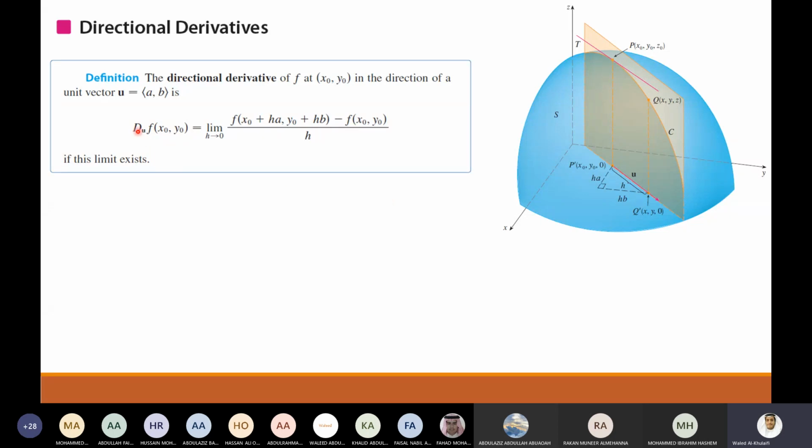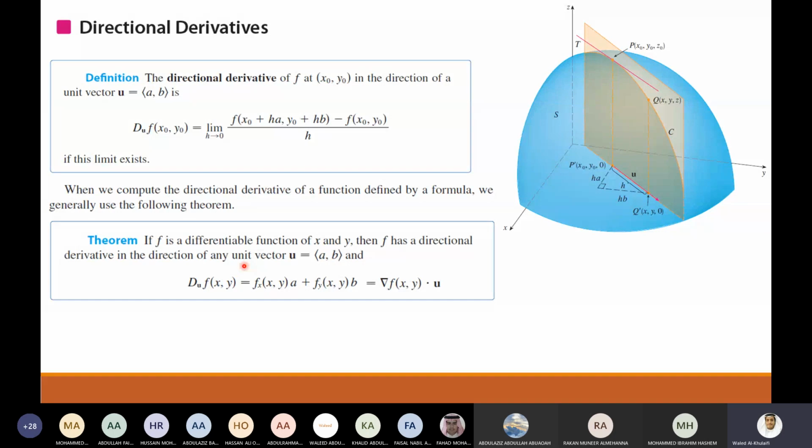We call it capital D sub u of f at x naught, y naught, and it is equal to this limit. Actually, I don't need to prove it, I'm just telling you this way. If you need to see how it was derived, you can follow the textbook. And there is a way to compute this directional derivative, which is this way.